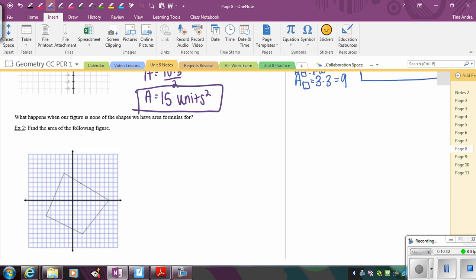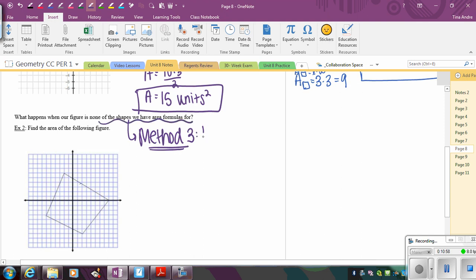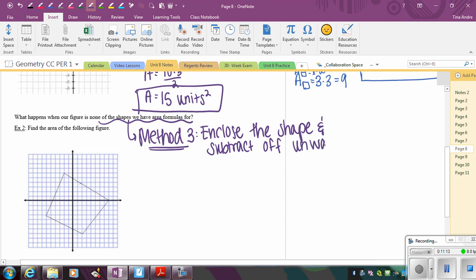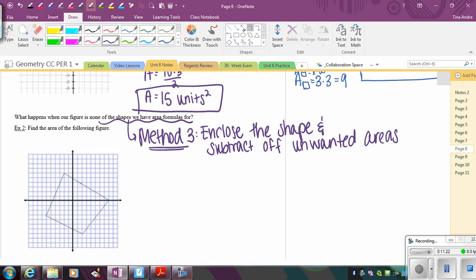So this is our third method, and this is when we're going to enclose. So what happens when our figure is none of the shapes we've used formulas for? So this is going to be what I'm going to call method 3, going off of that previous example. And this is going to be, we're going to enclose the shape and subtract off unwanted areas. So what we're going to do is we're going to take our straight edge and enclose it. So we're going to basically make a rectangle around it.